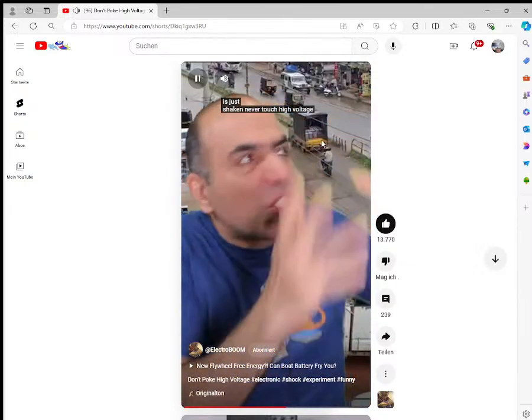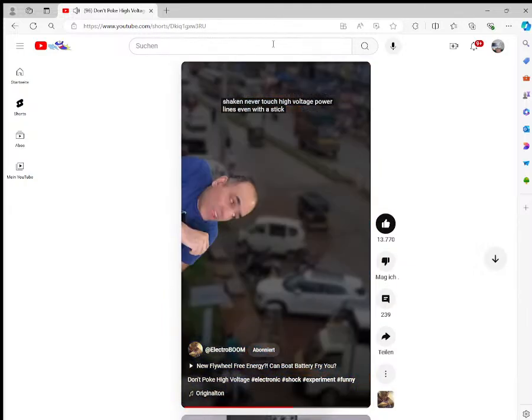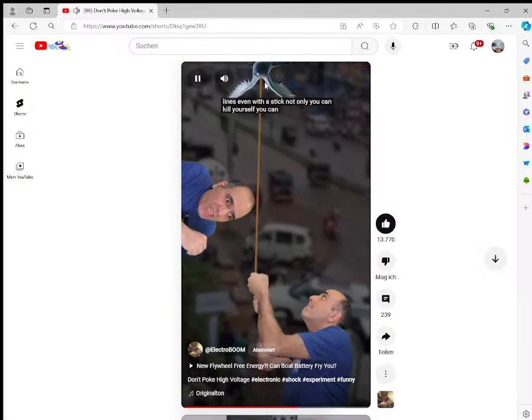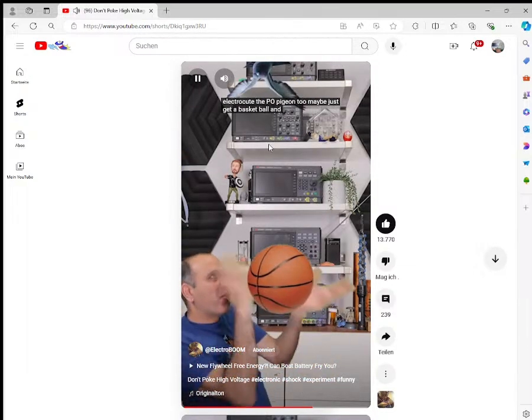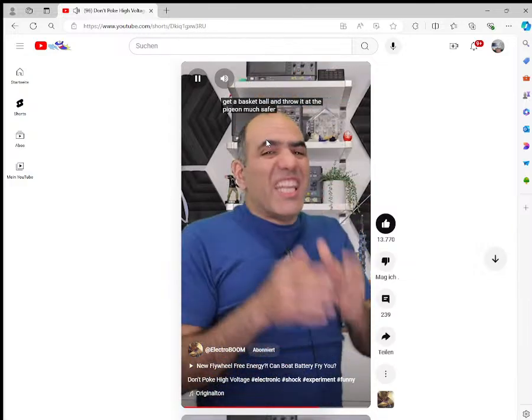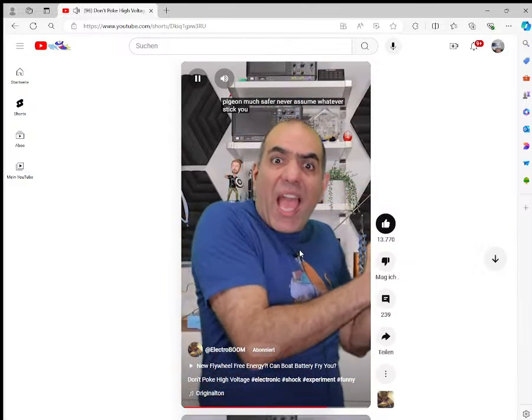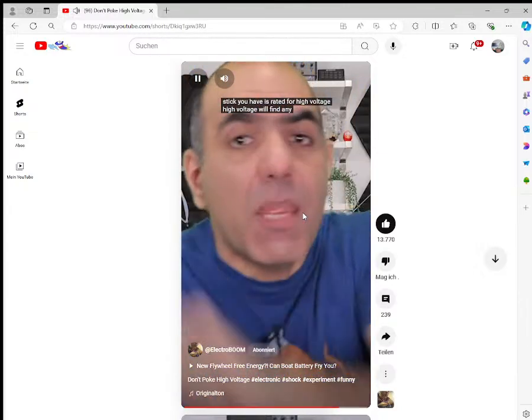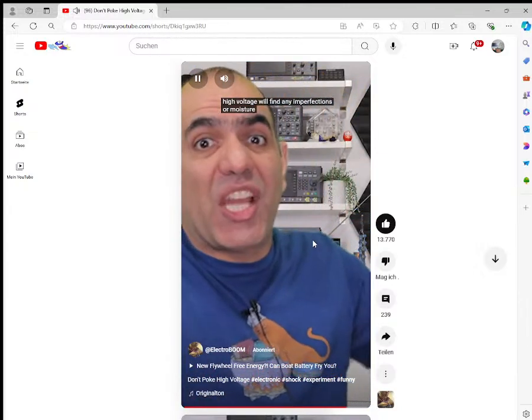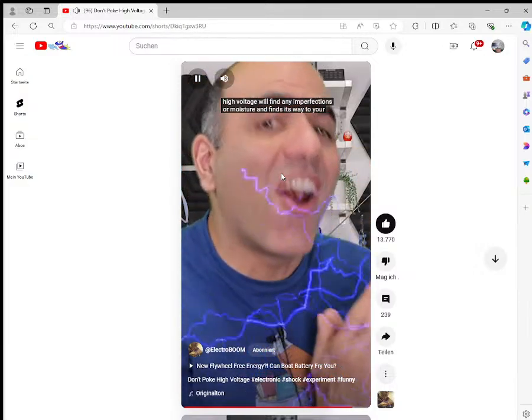Never touch high voltage power lines, even with a stick. Not only can you kill yourself, you can actually electrocute the poor pigeon too. Maybe just get a basketball and throw it at the pigeon. Much safer. Never assume whatever stick you have is rated for high voltage. High voltage will find any imperfections or moisture and finds its way to your heart.